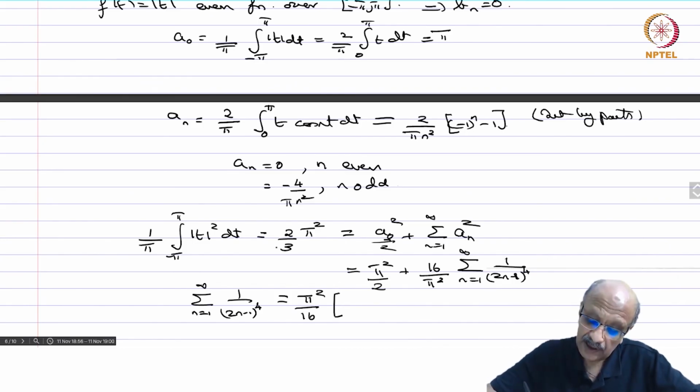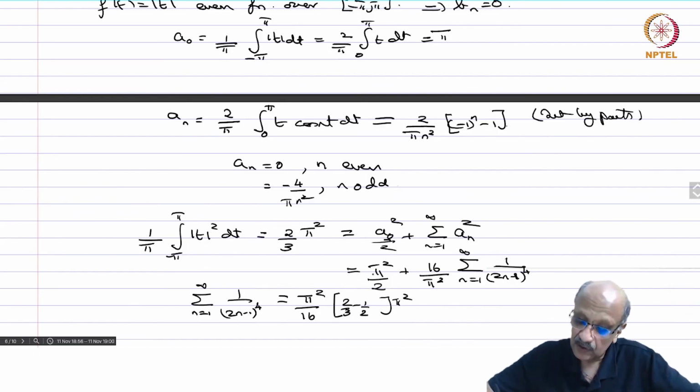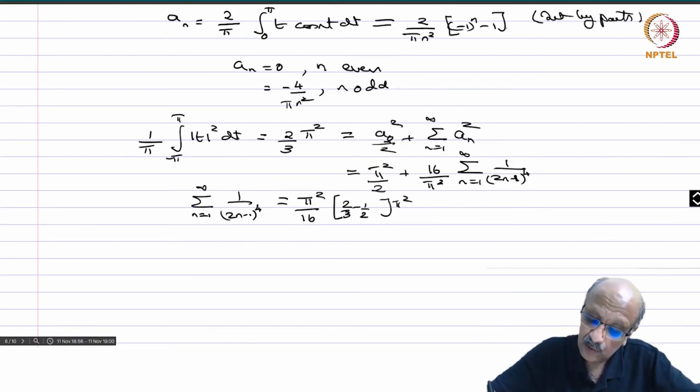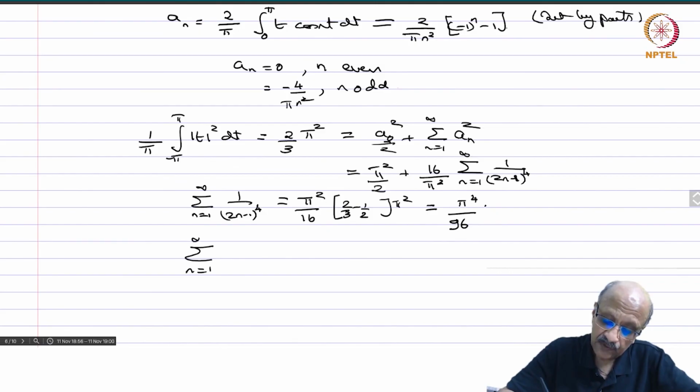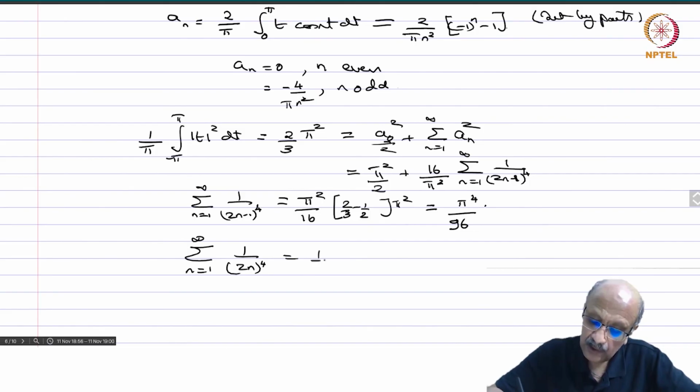times 2 by 3 pi squared minus pi squared by 2, so that's again pi squared will come out, 2 by 3 minus half. That's equal to pi power 4 times, 2 by 3 minus half is 4 minus 3 over 6, so pi power 4 by 96. Now sigma n equals 1 to infinity 1 by 2n power 4 is 1 by 16 sigma n equals 1 to infinity 1 by n power 4.